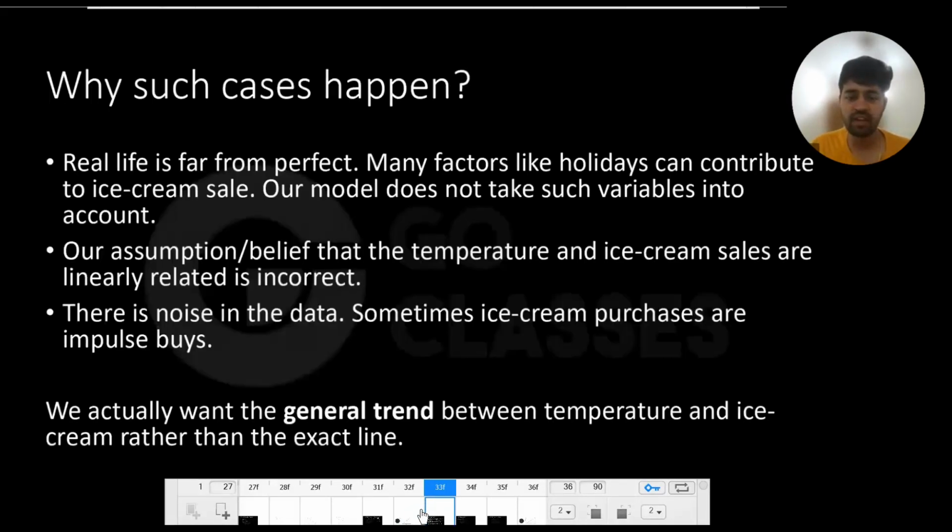Like I said, the noise in the data might be because the temperature measurement was wrong or the reading measurement was wrong. It is possible that we are assuming it to be linear, but it's not at all linear, so our model itself is not correct. There is also some noise here and there. Sometimes people just do impulse buys, right? Like I'm going through some road and I see ice cream, so I think, let's eat ice cream. So it might be that also. It need not even depend on temperature. So we will be looking at the general trend rather than the exact line.